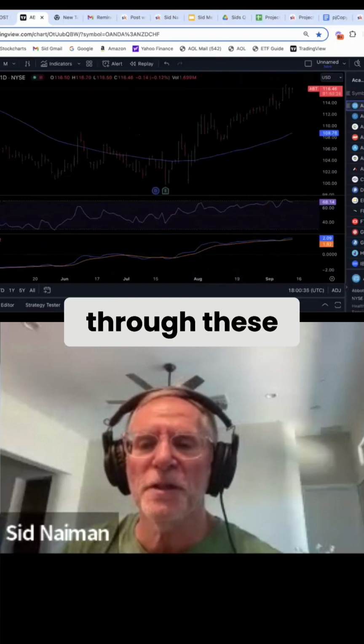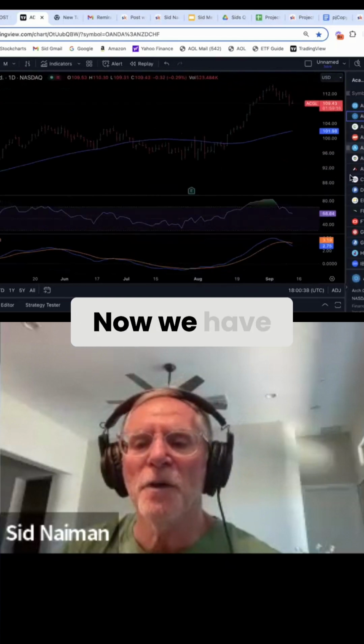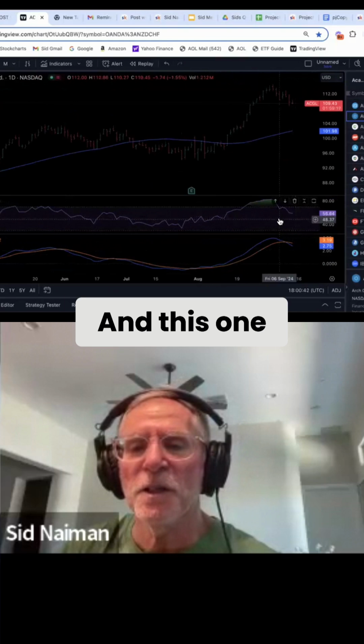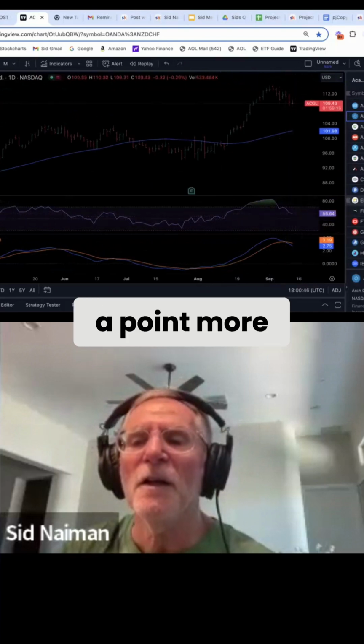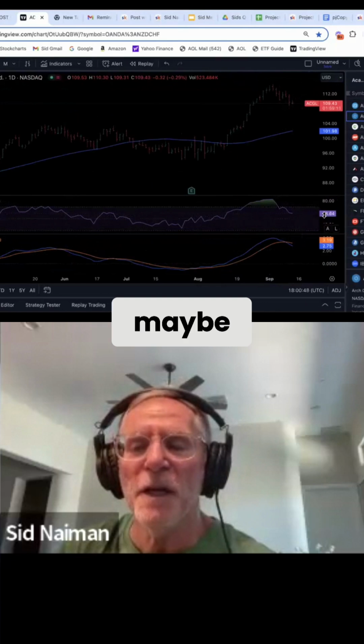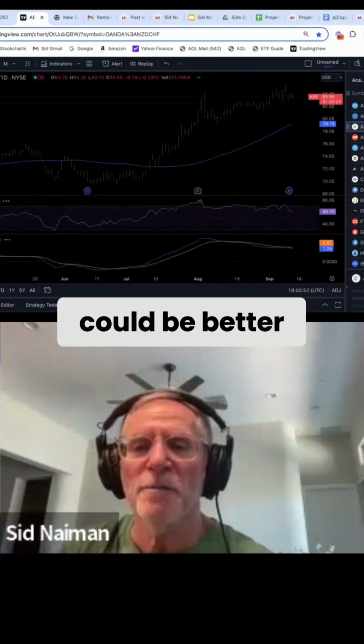So going through these, we see not quite ready yet. MACD has to point down. Now we have a cross. And this one, though, RSI is slightly pointing down. I'd like to see a point more, but we're at 58. So we still maybe have some room down. But if you find other trades, could be better.